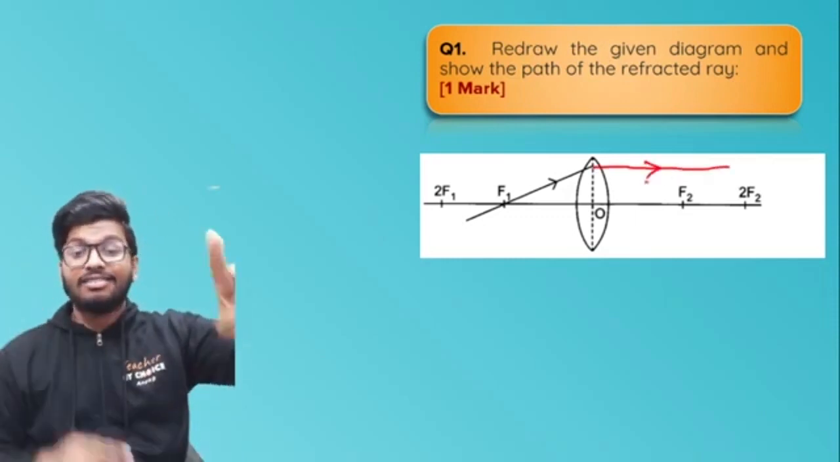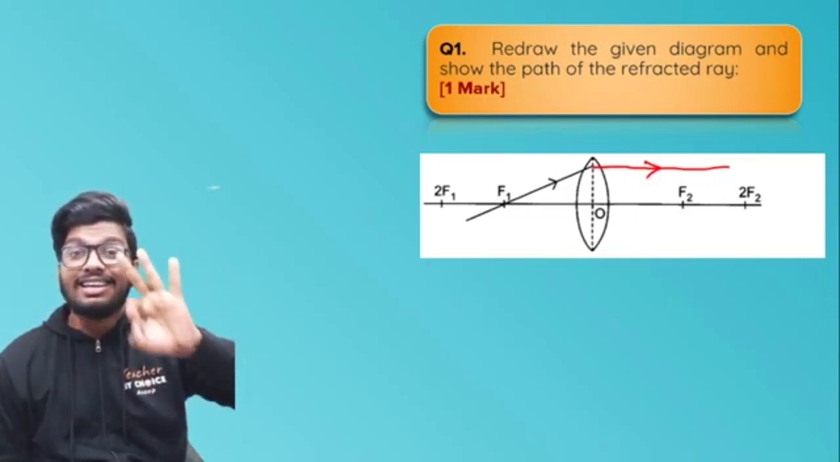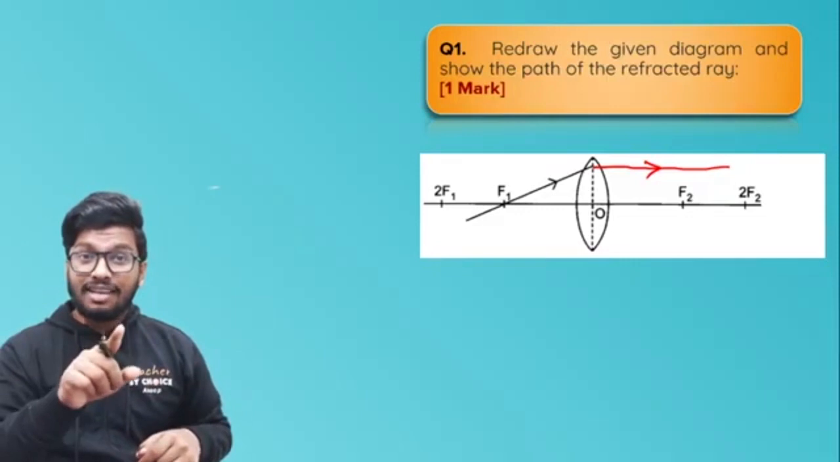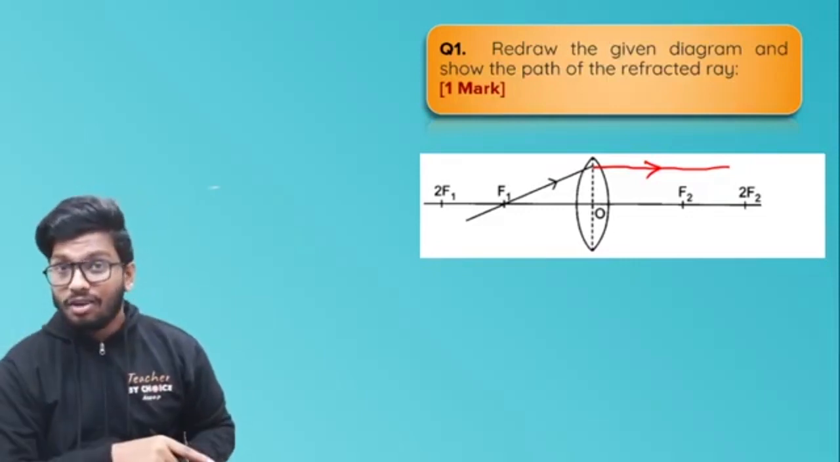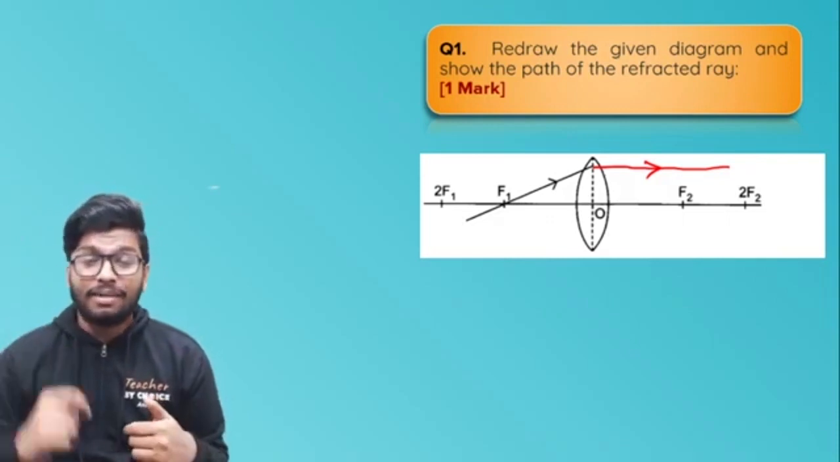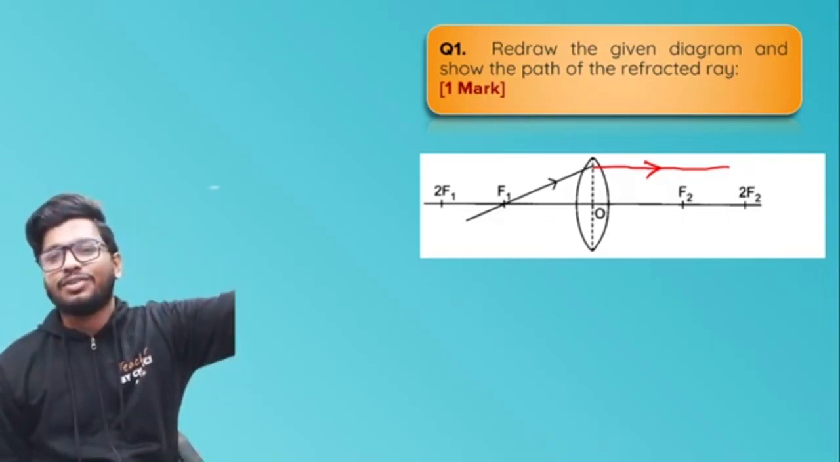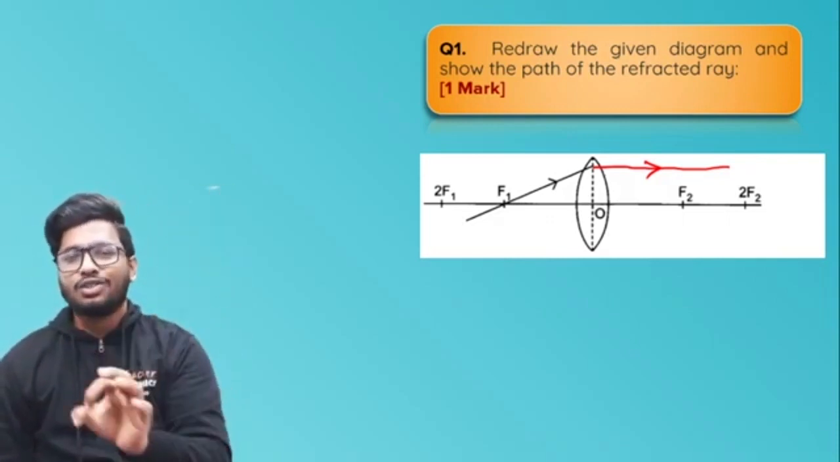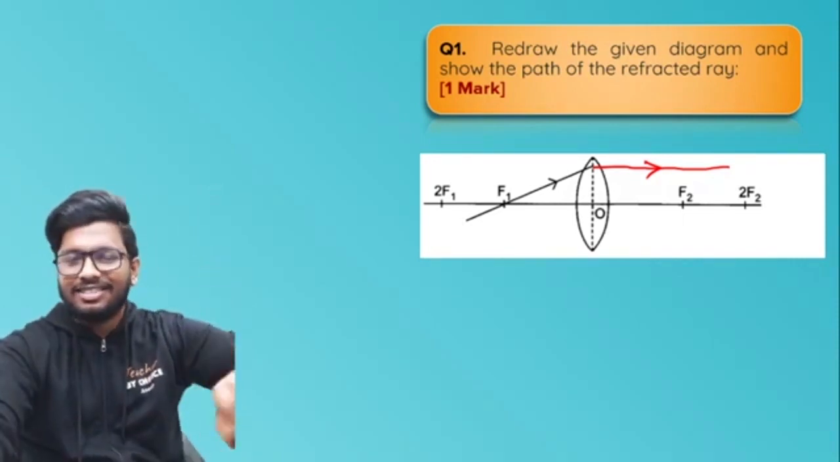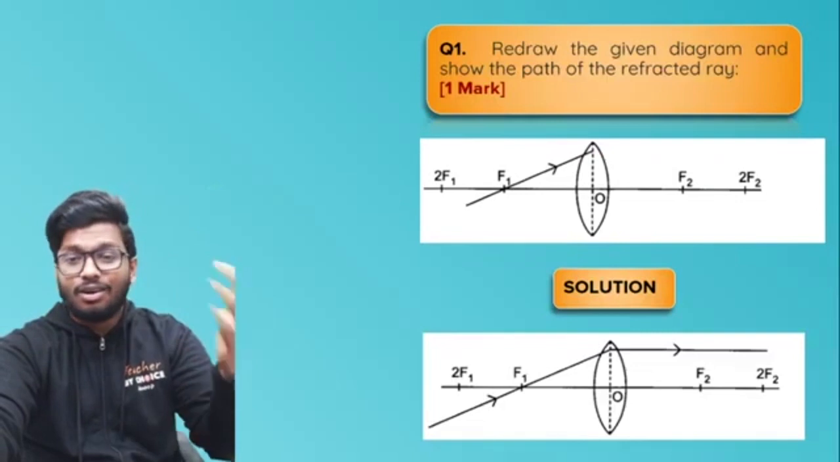Now remember, there are three standard incident rays. One, when the ray of light is parallel to the principal axis, after refraction it will pass through the focus. If the ray of light is passing through the focus, then after refraction it will become parallel to the principal axis, and a ray of light that is passing through the optic center would pass through undeviated. These are the three standard rays of incidence. If you remember that, this is going to be quite an easy one.